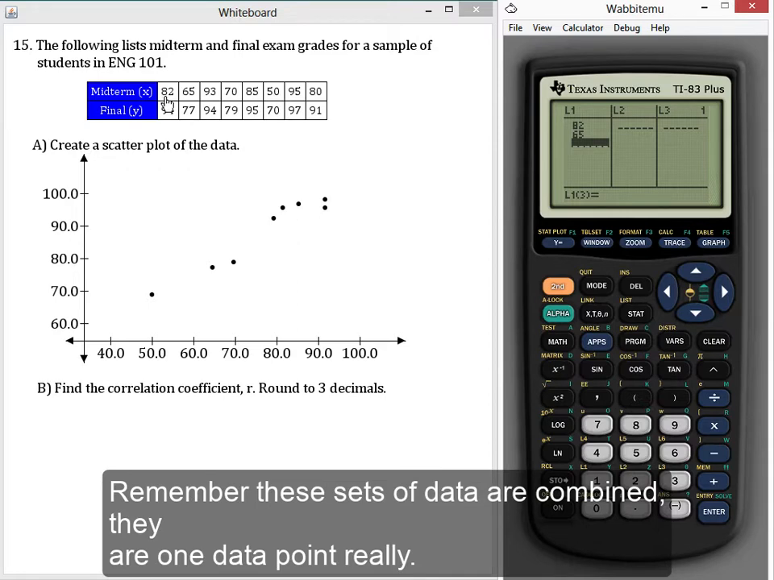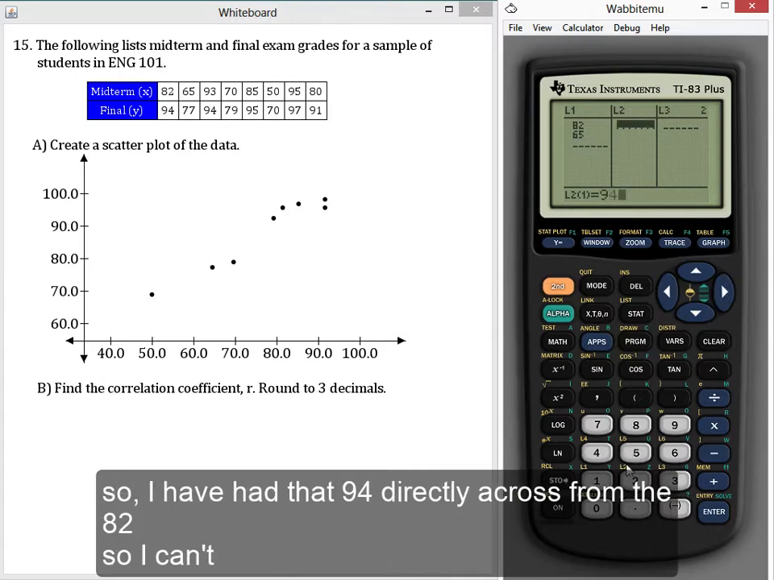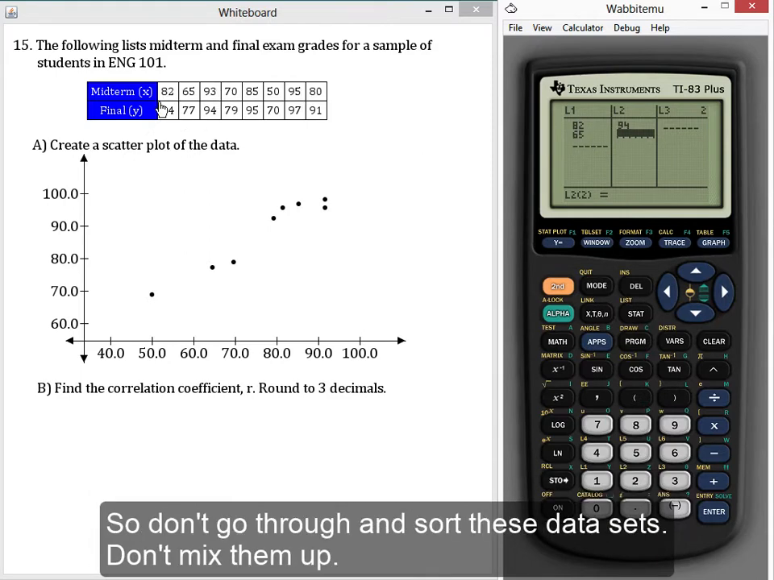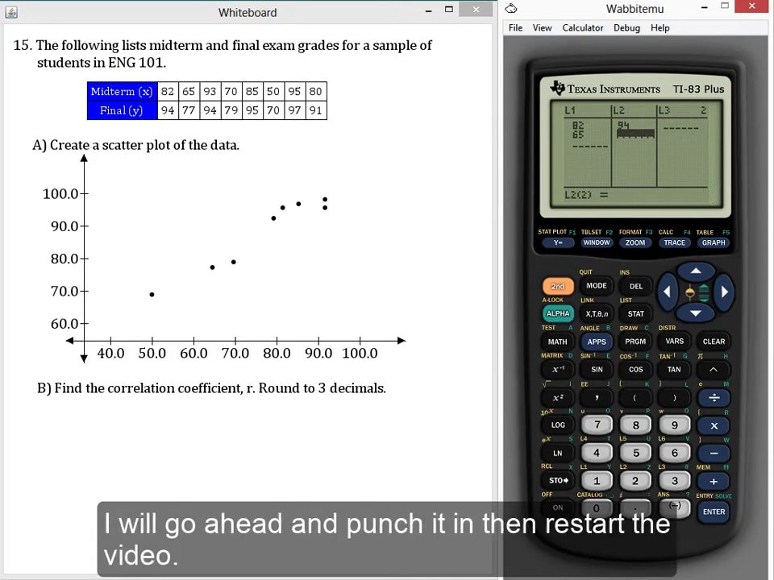And remember, these two pieces of data are combined. They're one data point really. So I have to have that 94 directly across from the 82, so don't go through and try and sort these data sets or anything like that. Don't mix them up. So I'll go ahead and punch it in and then restart the video.